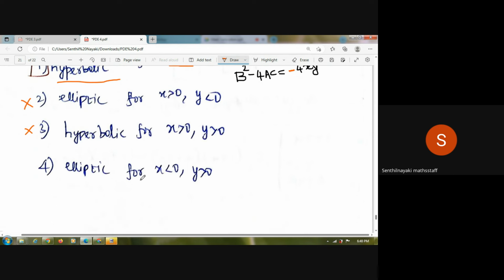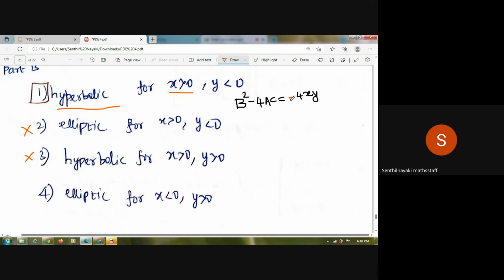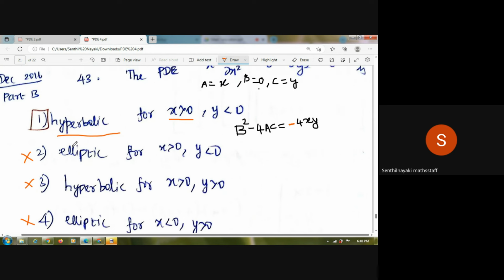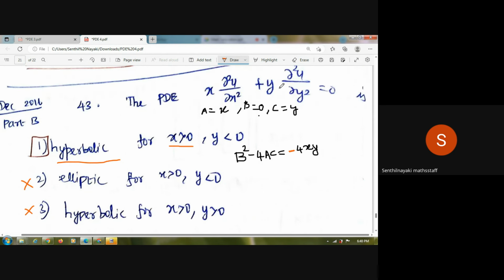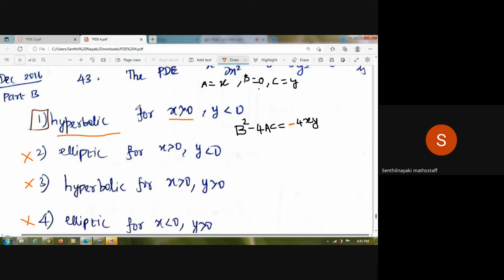Next, let us discuss the fourth option. x is less than 0, y is greater than 0. Then the product must be negative. The product is negative, and multiplied with minus 4, it should be positive. So positive means we get hyperbolic only, not elliptic. Therefore, this option is also wrong. So the correct option is hyperbolic. So the question is simple. We can easily find the discriminant value. But while selecting the options, we have to concentrate more. Okay.